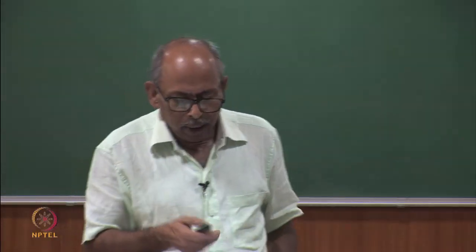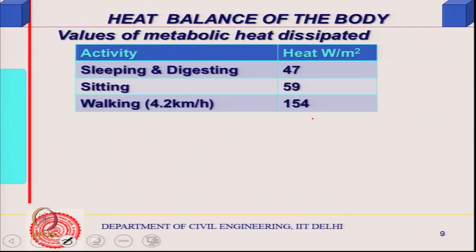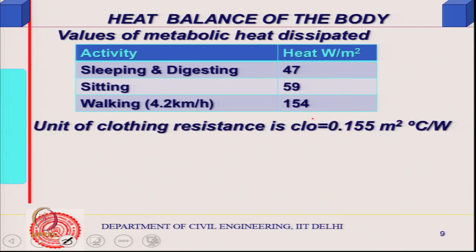So, we will come to that, but typically just to tell you what the metabolic heat dissipated values are: sleeping and digesting, let us say 47, sitting 59, walking at 4.2 kilometer per hour would be of the order of around 154, and there may be many more.